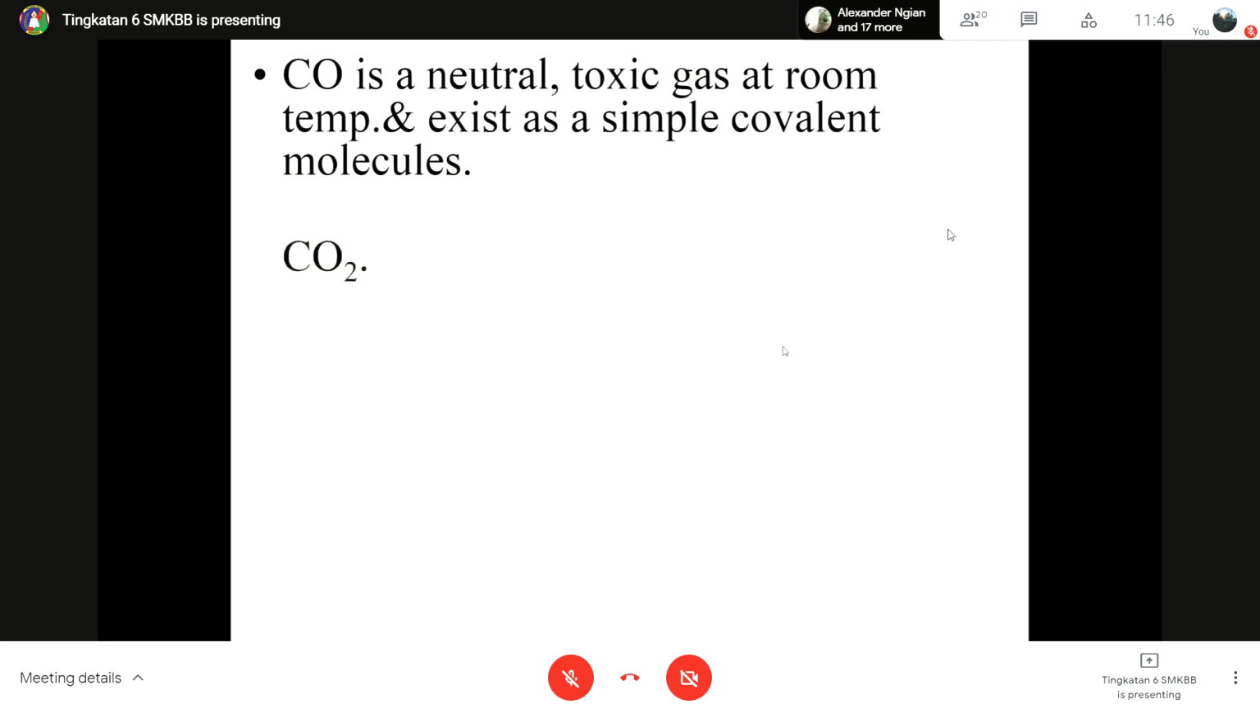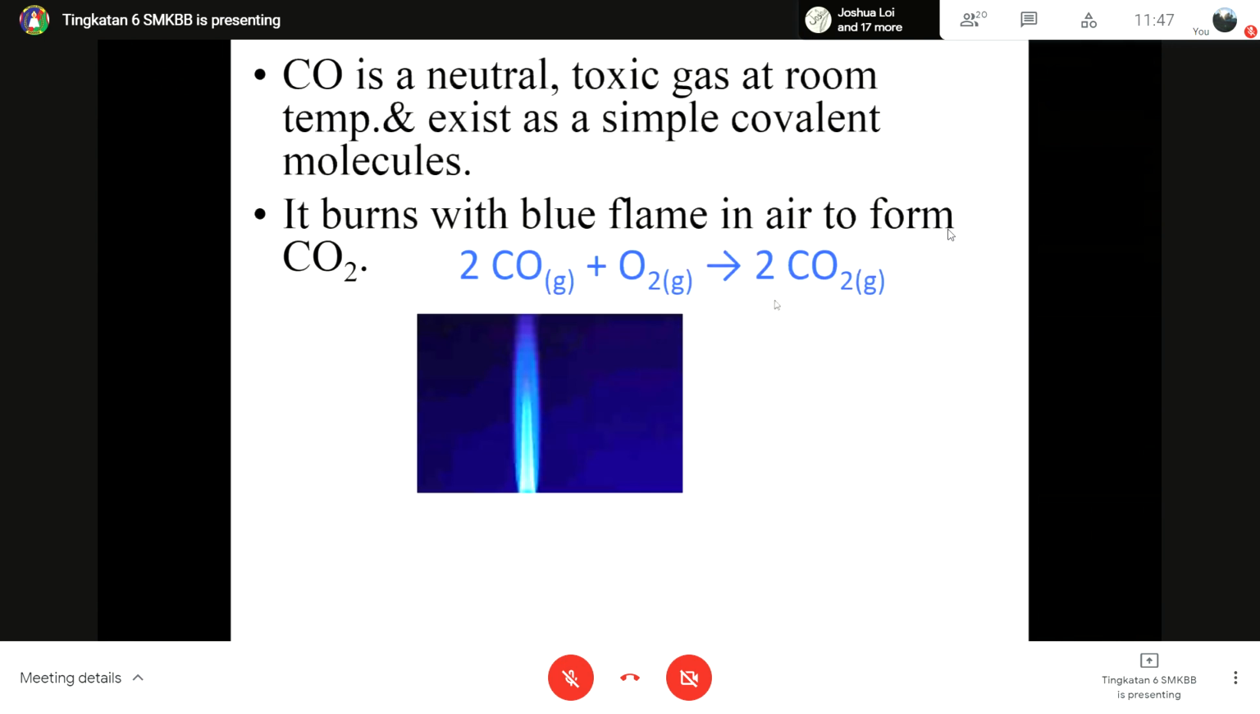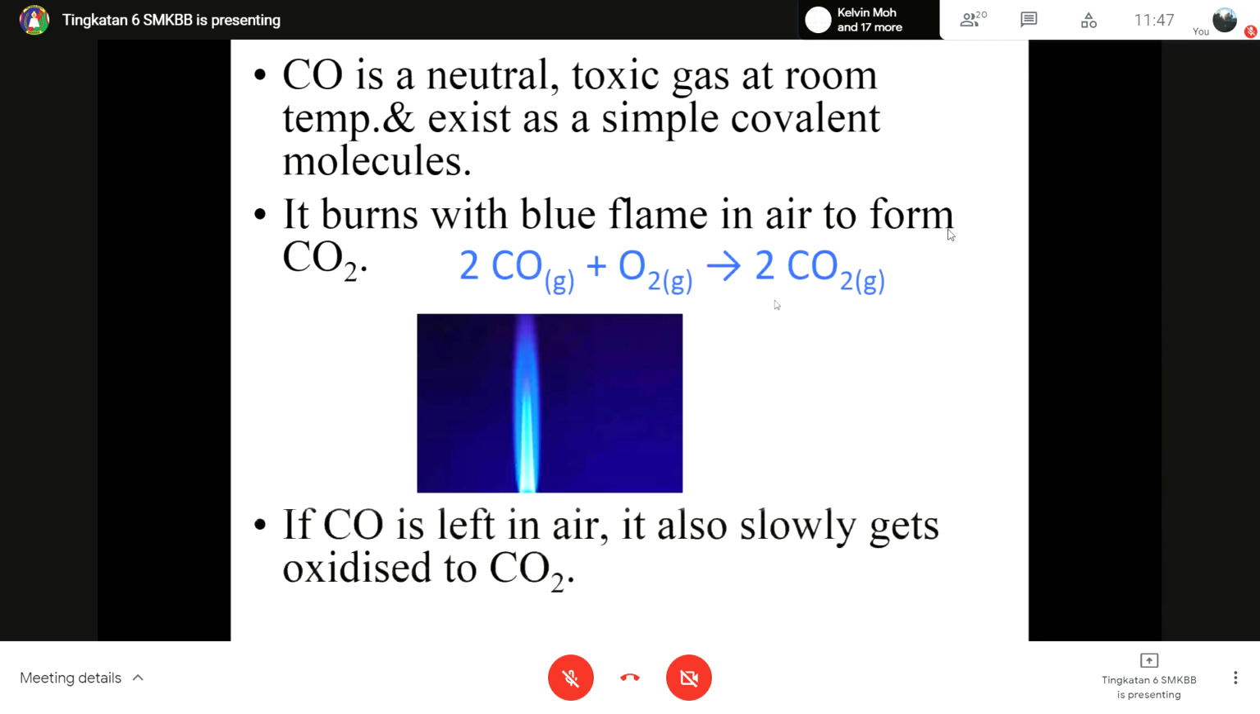Okay, it burns with blue flame in air. In other words, it will react with oxygen to produce carbon dioxide. Carbon monoxide burns in air, or should we say carbon monoxide reacts with oxygen to produce carbon dioxide. Or we may say carbon monoxide is oxidized to carbon dioxide. Of course, the burning is a blue flame. And if you don't burn it, you just leave it there, slowly it also will be oxidized to carbon dioxide. Anyway, that's carbon monoxide. It's a toxic gas, colorless, and a simple covalent molecule.